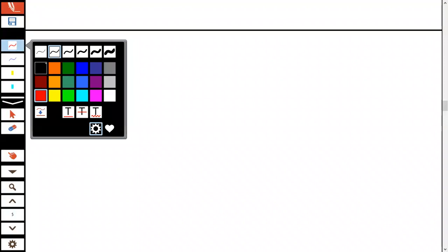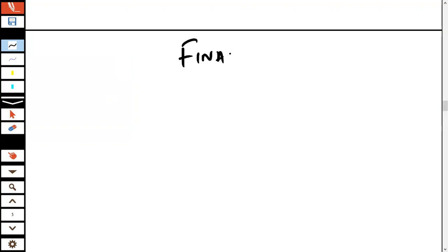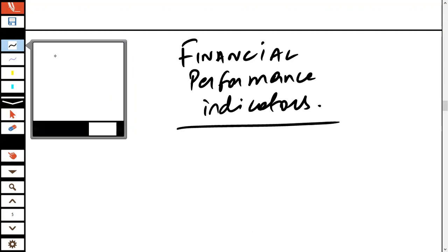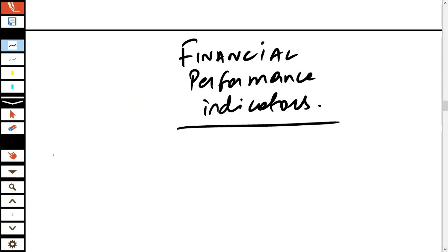Now I'm going to discuss the financial performance indicators first, and then we will move on to the non-financial performance indicators later on. So let's talk about the financial performance indicators. Whenever we measure the performance of the organization from the financial perspective, we have multiple aspects of measuring the performance.